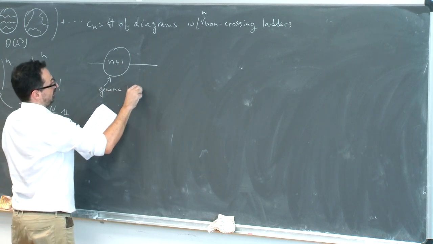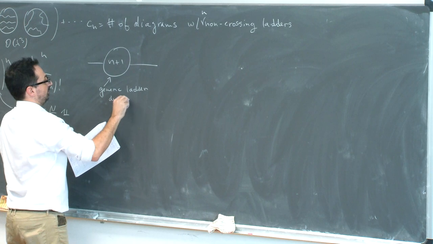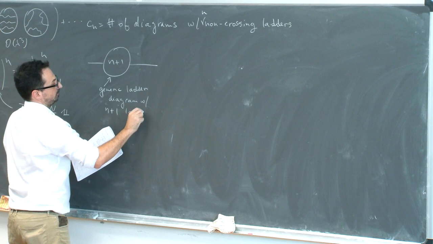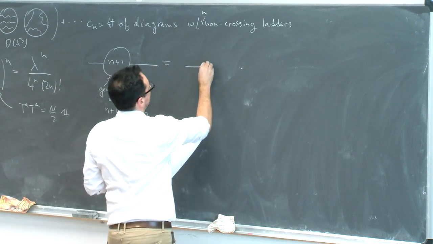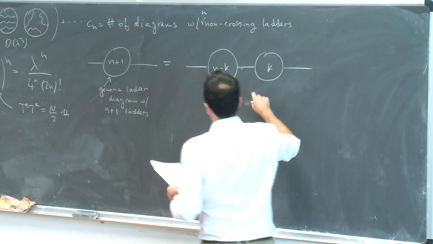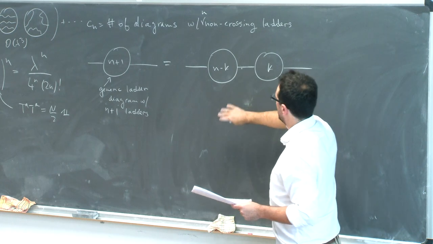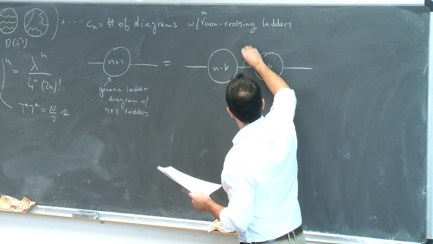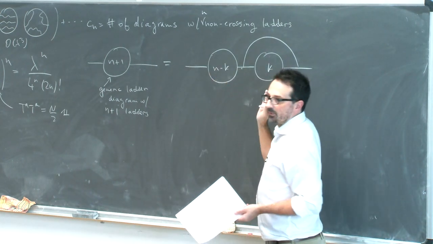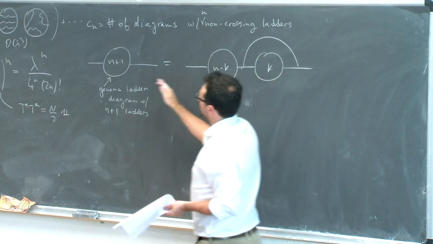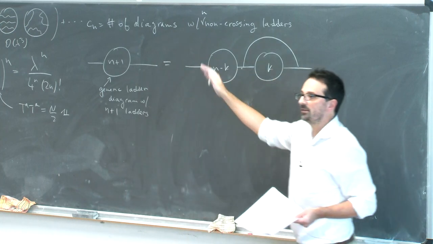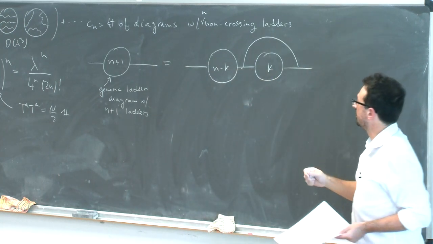ladder diagram with n plus 1 ladders. And you can always see that you can write it in this way. So you have a blob with k, a blob with n minus k, so the total now is n. And then I got some extra ladder going like this. The easiest way to realize that this is true is just write down a few cases for low n and check that this is always going to be true.